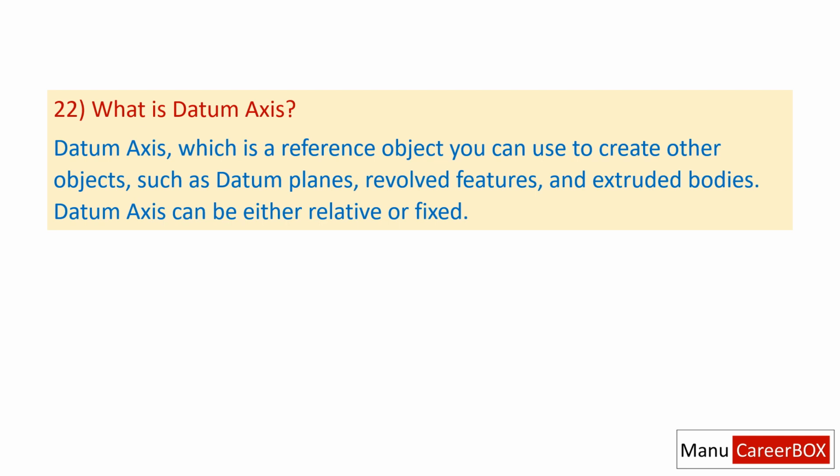22. What is datum axis? Datum axis is a reference object you can use to create other objects, such as datum planes, revolved features, and extruded bodies. Datum axis can be either relative or fixed.